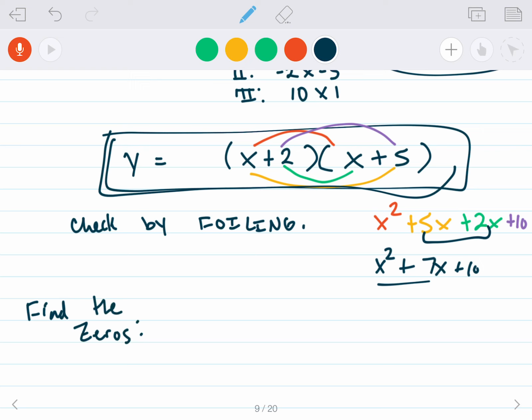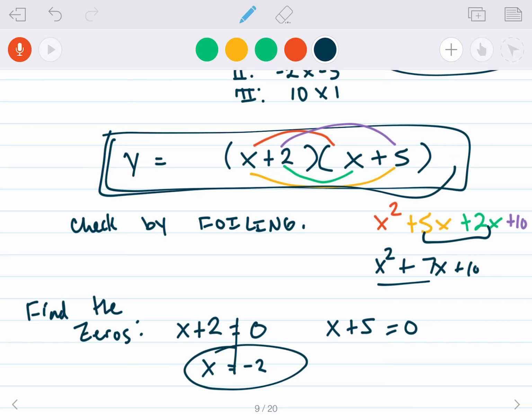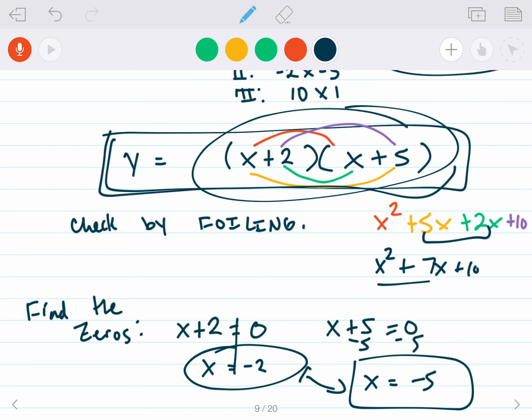We would say, okay, well, now that it's in factored form, I can set each independent factor equal to 0, right? y equals 0, and solve for x. So over here, subtract 2, we get x equals negative 2 is our first zero. And our second zero, if we subtract 5 from both sides, we get x is negative 5. So these are the two zeros right here. And this is our factored form.